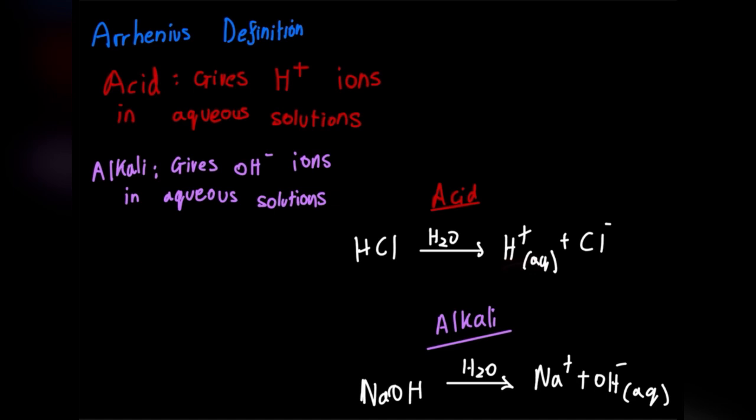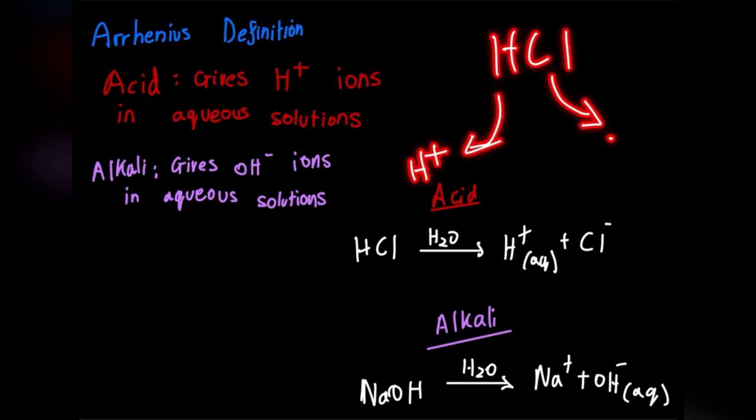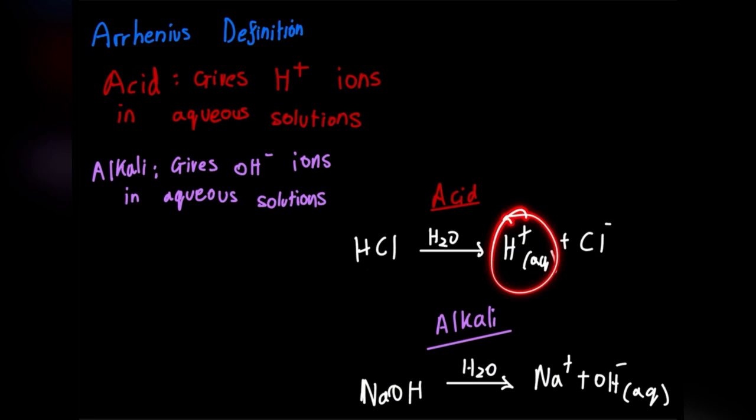So to summarize, HCl, which is an acid, and just the example here, will dissociate into H+ and Cl-. And because it dissociates into H+ and something else, we know that HCl is in fact an acid.